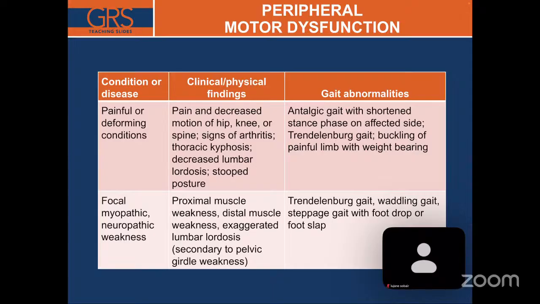Other focal myopathic or neuropathic weakness, whether proximal or distal, can also cause exaggerated lumbar lordosis, trendelenburg gait, waddling gait, or steppage gait with foot drop or foot slap. And most of these gaits, I think, are overlapping. Again, recognizing these patterns also helps us identify the underlying motor issues and select the appropriate intervention.